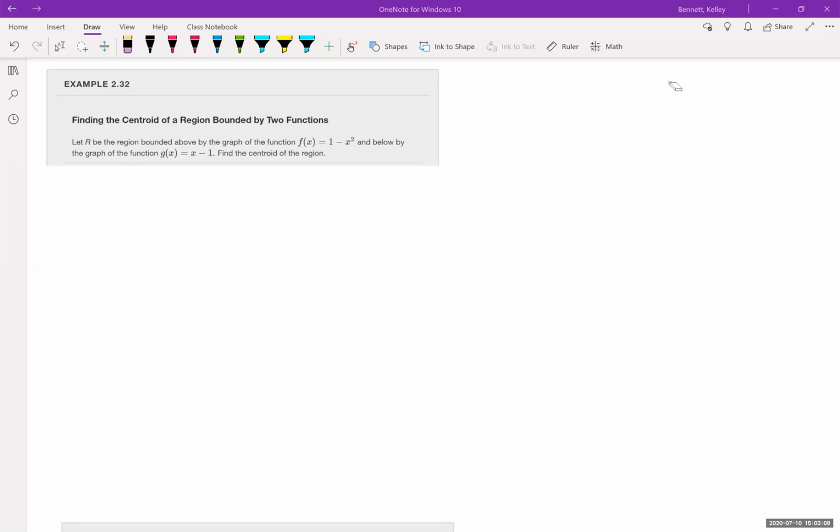So now we're going to be going over how to find the centroid of a region bounded by two functions. The first thing you want to do when you have a region bounded by two functions is to graph both regions so that you can know where your limits of integration are and what the region looks like. For us, we have the inverted parabola with vertex at (0, 1), and then we have the linear function x minus 1.